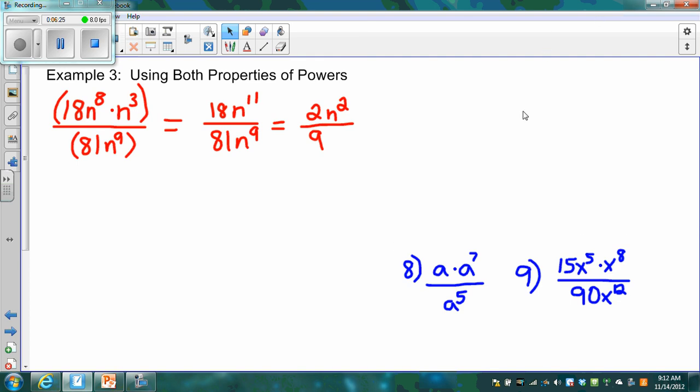Go ahead and try these two problems at the bottom that use both of those combined, and see how well you can do with them. Bring them to class tomorrow, along with any questions you may have. That's all for this lesson.